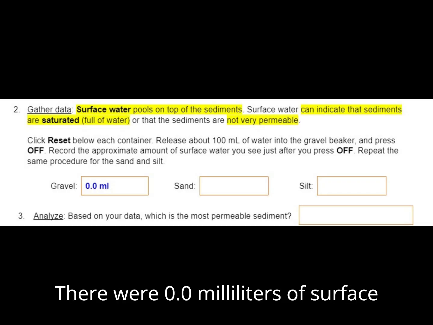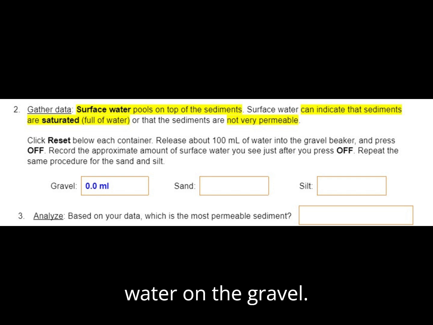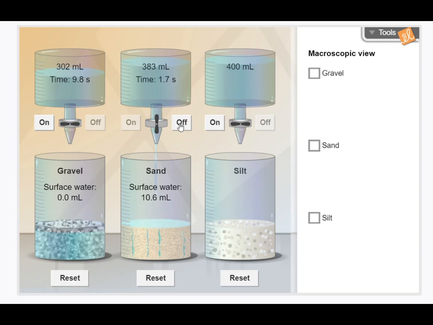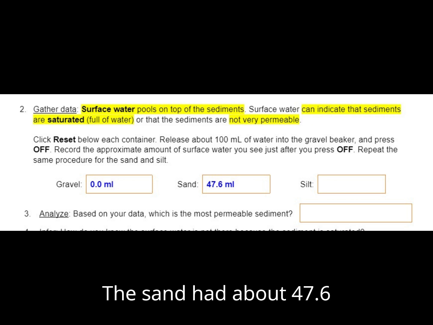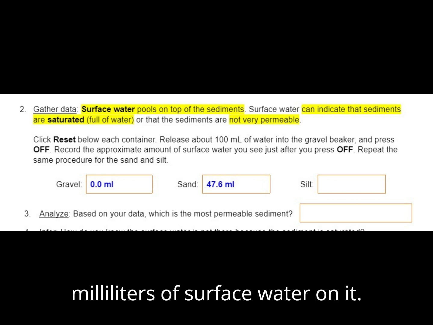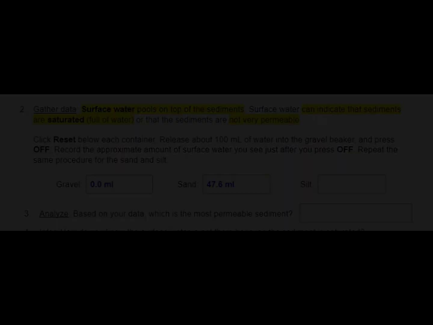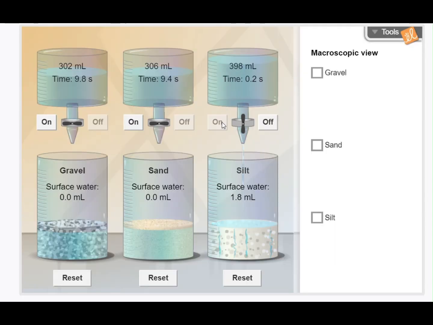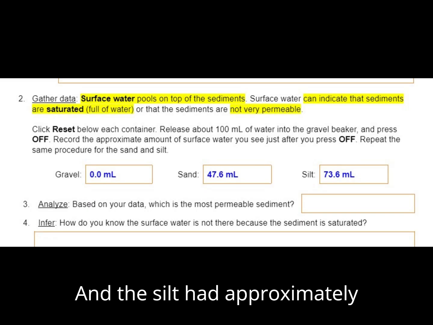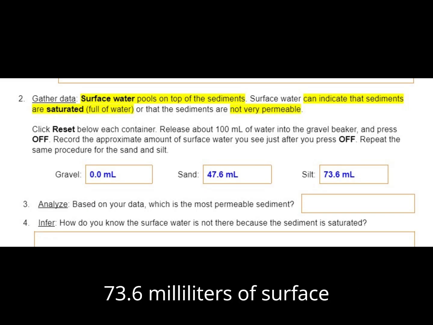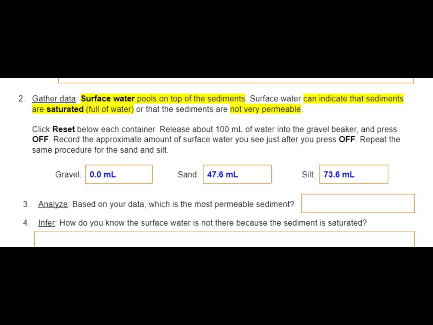There were 0.0 milliliters of surface water on the gravel. The sand had about 47.6 milliliters of surface water on it. And the silt had approximately 73.6 milliliters of surface water on it.